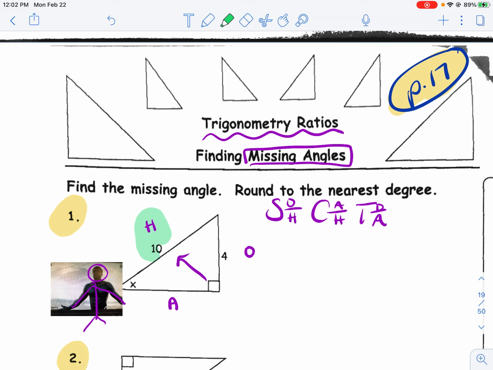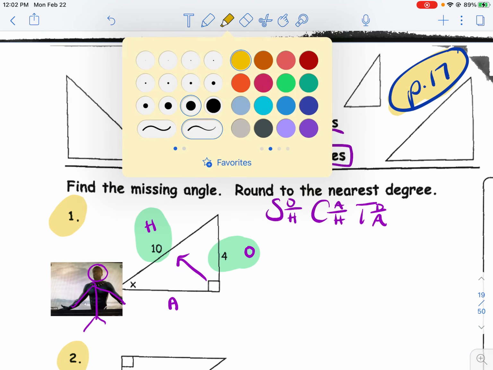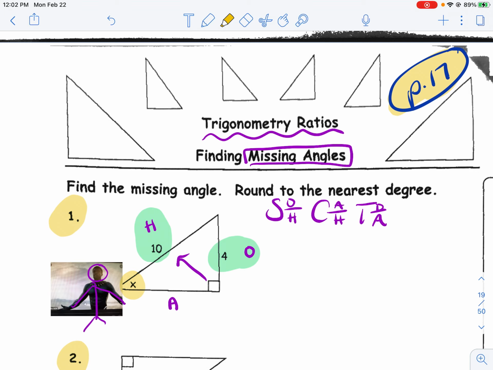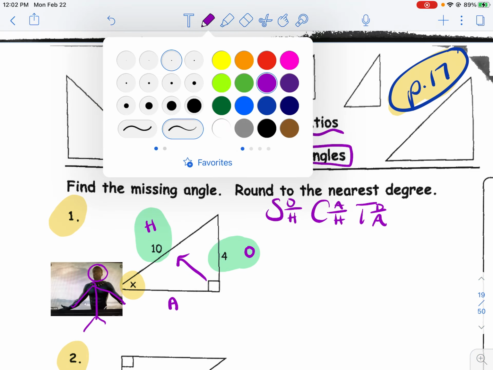Now, let me just highlight what we have. We know the hypotenuse is 10, and the opposite is 4. What is new today is that this X here, we're missing an angle. So we have information about both the sides, but we don't know the angle. How are we going to figure that out? Well, let's just continue as we normally would.